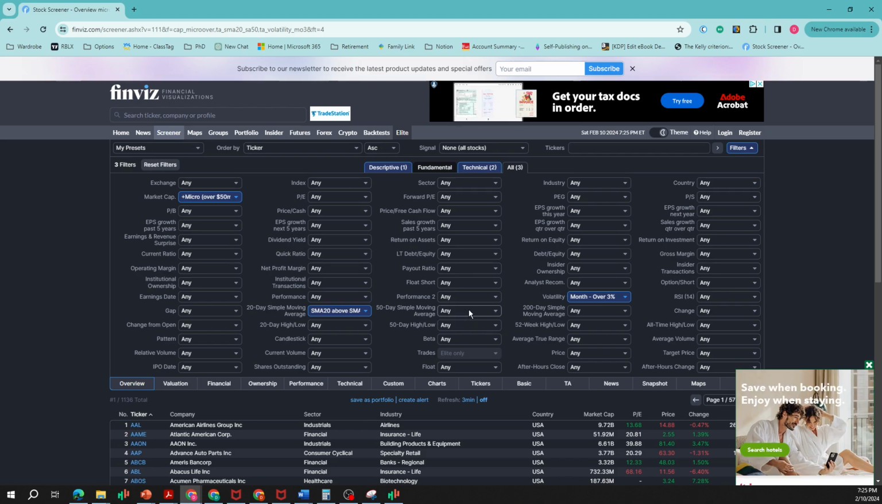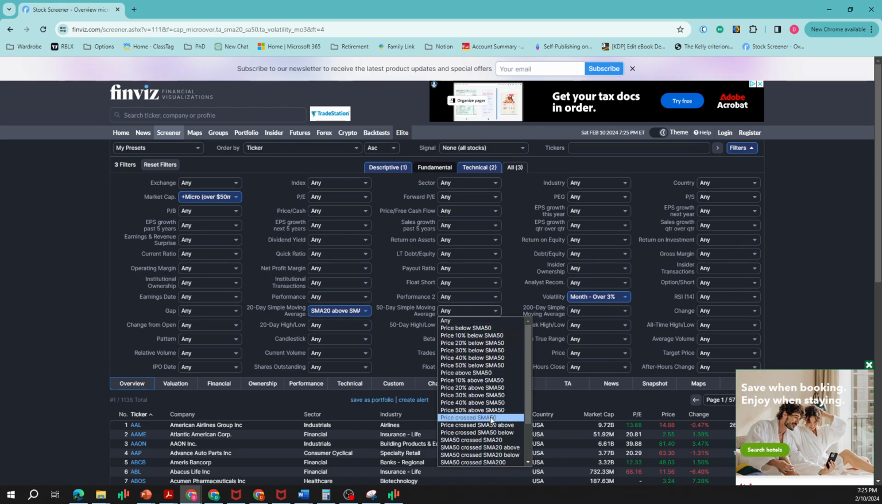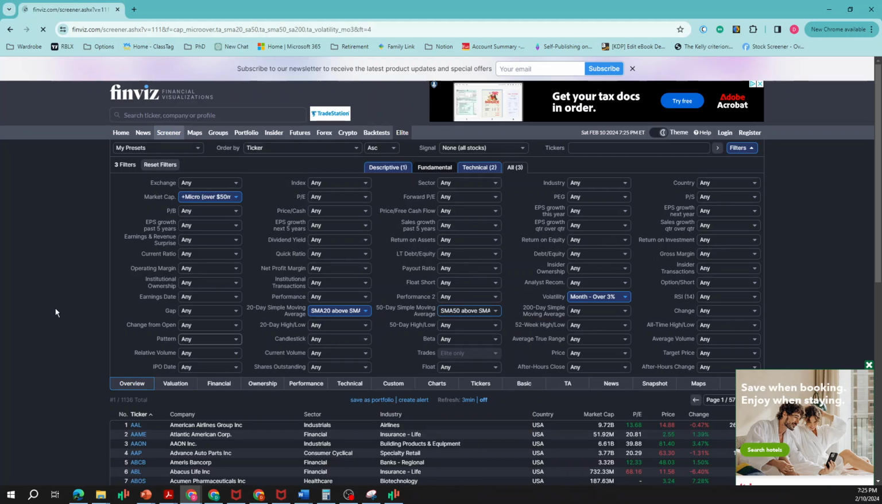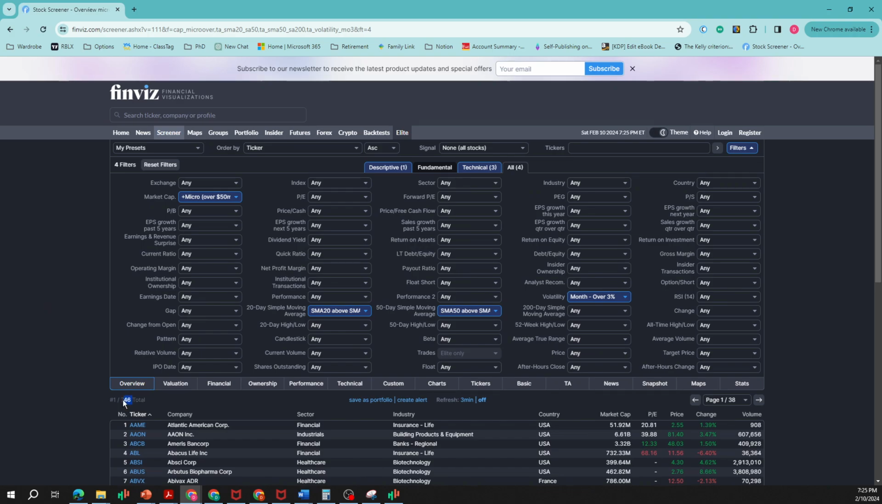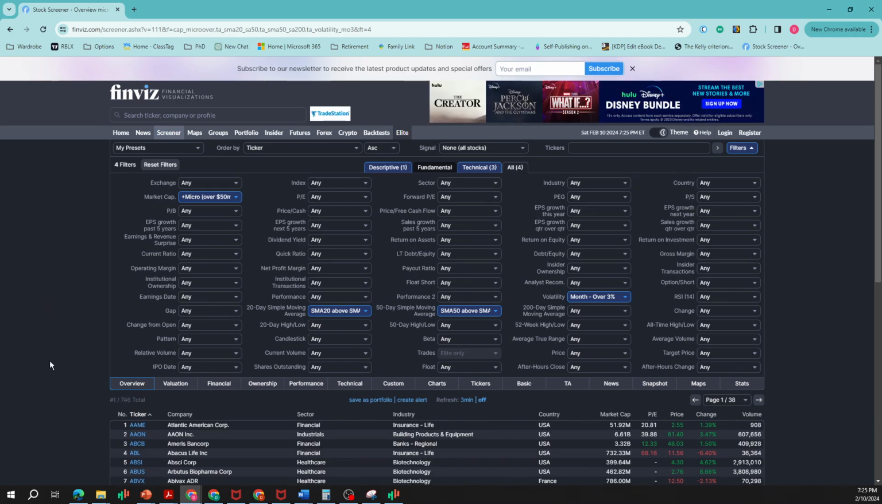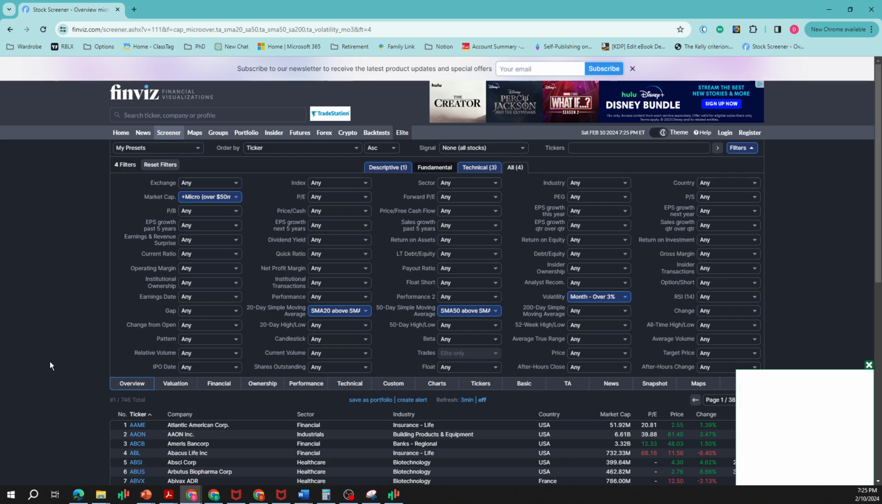If you want to filter out things that aren't in a long-term uptrend, you can do 50 over the 200 perhaps. Again, you can see with each added filter, the number just keeps getting whittled down. This would be similar to Minervini's trend template. I know this isn't exactly it, but we're trying to build something from what we have.